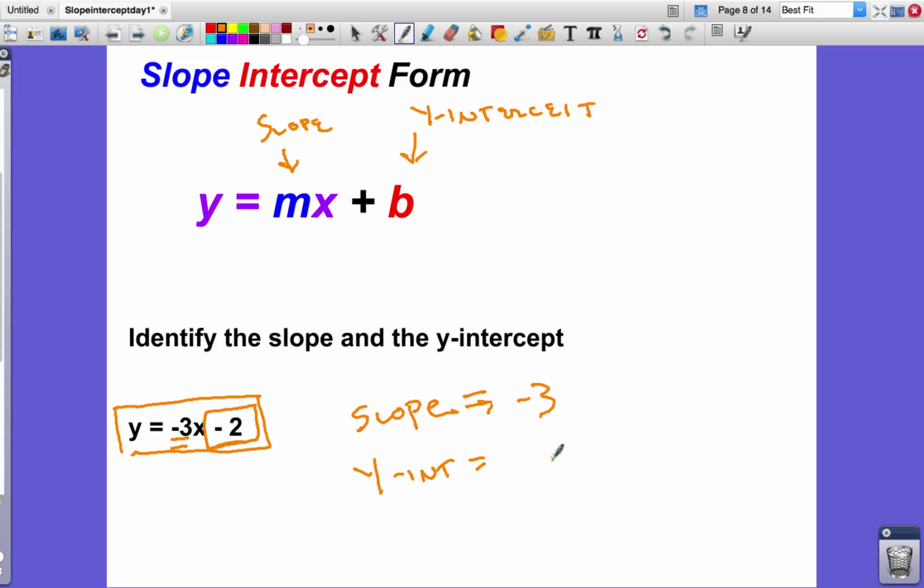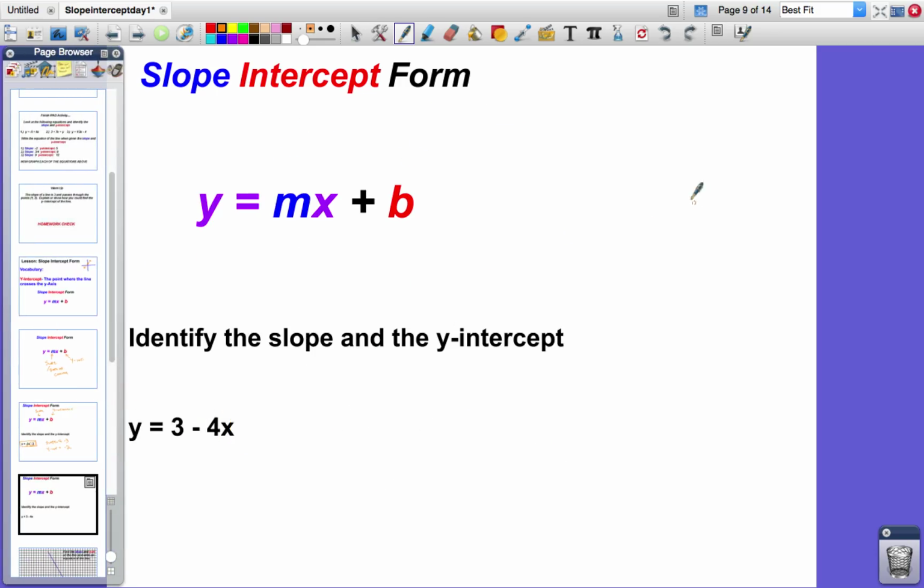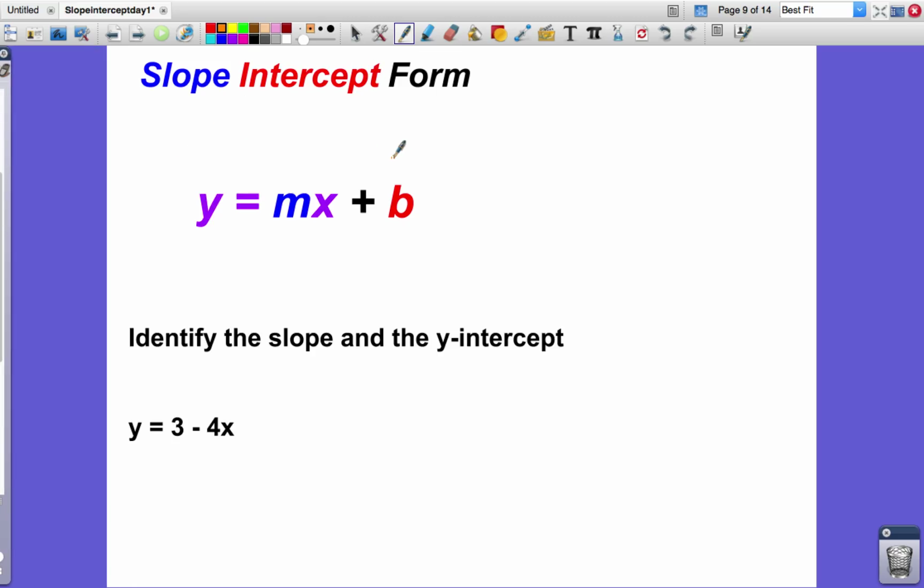And I'm done. So my slope is negative 3. My y-intercept is negative 2. That's all we needed to do at this point right now. Let's do one more. Okay, one more, and then we're going to look at some different types of problems.